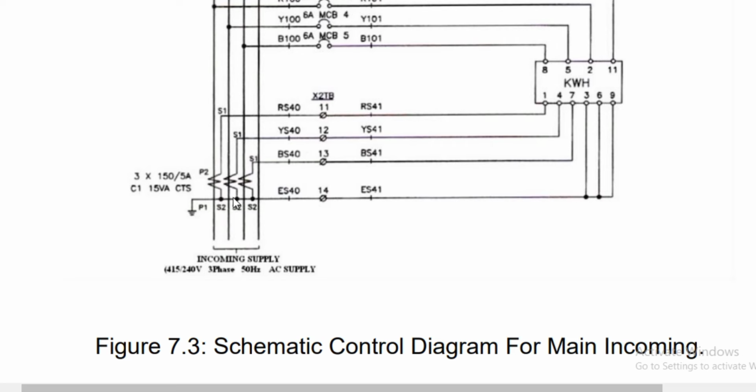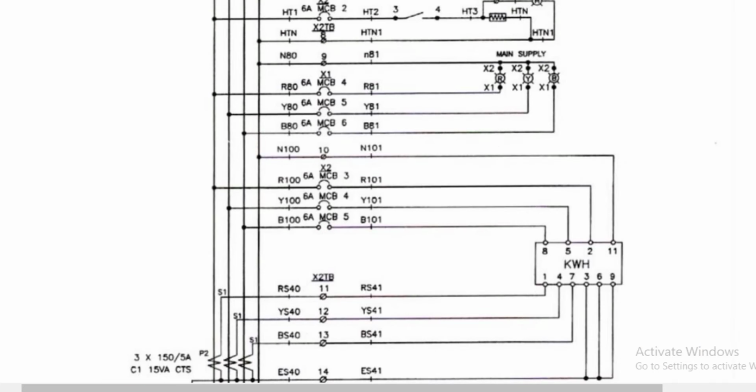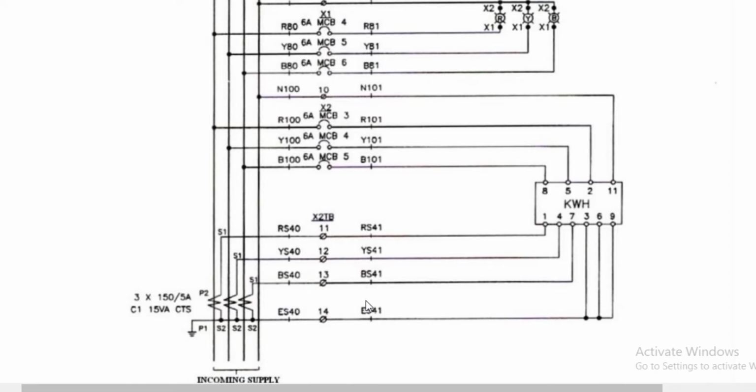From the transformer we go to the kilowatt hour meter. As you can see here, the kilowatt hour meter is connected from red, yellow, and blue. The function of the kilowatt hour meter is to calculate electrical energy consumption in billing cycles, and from the kilowatt hour meter it is connected to the MCB. This is the MCB for red, yellow, and also blue.